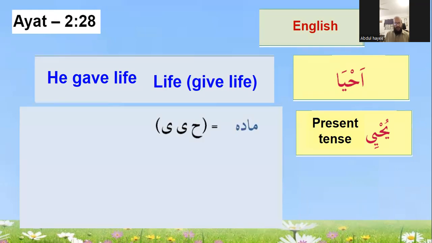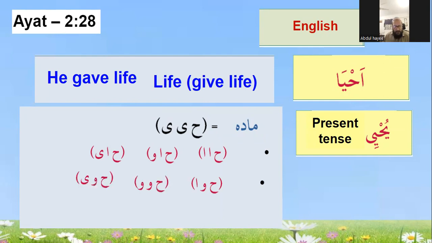Let's find out the root letters. The root letters are ha ya ya. There are double weak letters coming in, ya, ya. So we will put three letters for each: alif, waw, ya, alif, waw, ya. So when we break them, we get 9 combinations. Ha alif alif, ha alif waw, ha alif ya, ha waw alif, ha waw waw, ha waw ya, ha ya alif, ha ya waw, ha ya ya. And when we distinguish, the actual root letters were ha, ya, ya. So these are the same as written here.